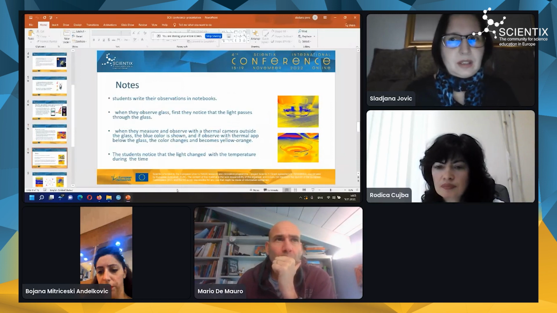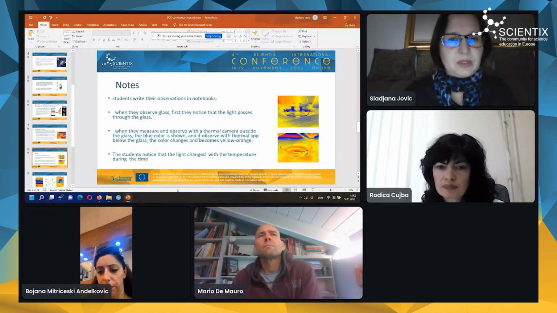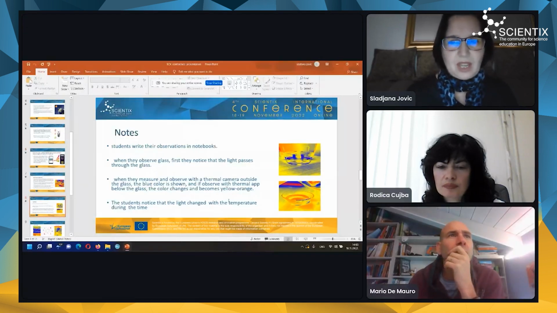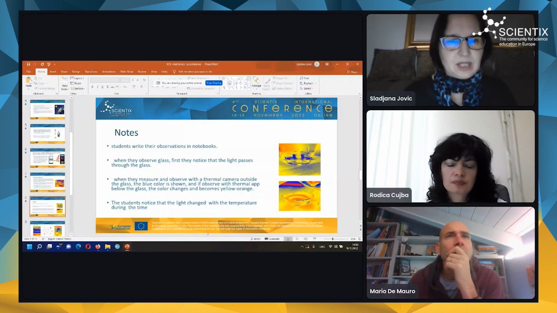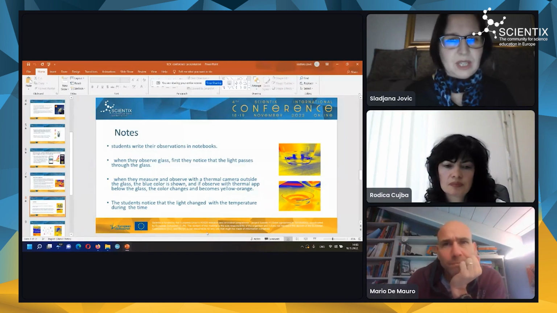After that, during the teaching, students write their observations in notebooks. When they observe glass, first they notice that the light passes through the glass. And when they measure and observe it with the thermal camera outside the glass, the blue color is shown, and when they observe with the thermal app below the glass, the color changes and becomes yellow-orange. So that was the difference in temperature, and they can observe it using the thermal app. The students notice that the light changes with the temperature during the time.